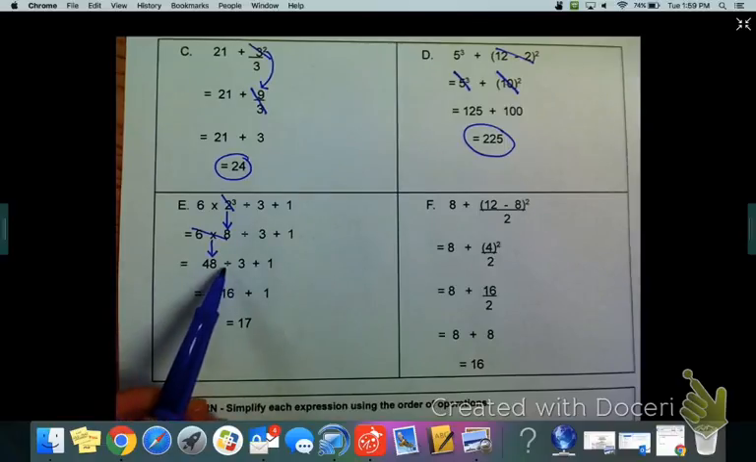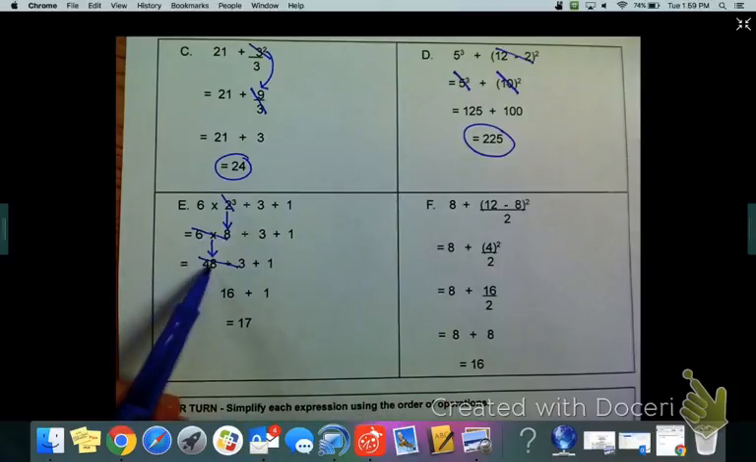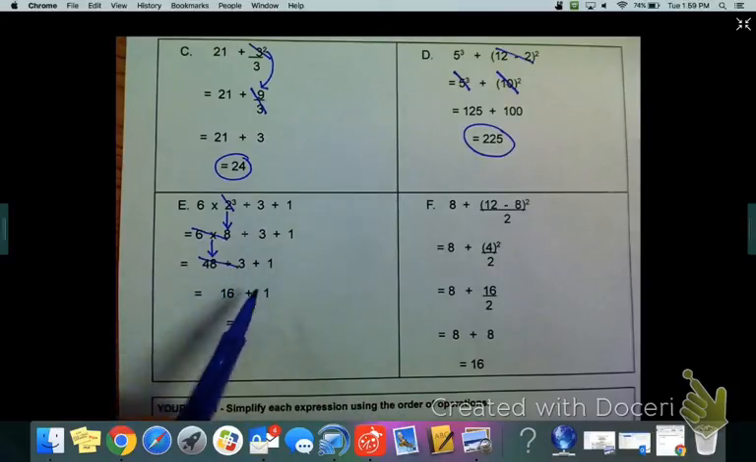Now I have division and addition. I'm going to take the division out. It comes first. 48 divided by 3 is 16, and I'm left with addition. 16 plus 1 is 17.